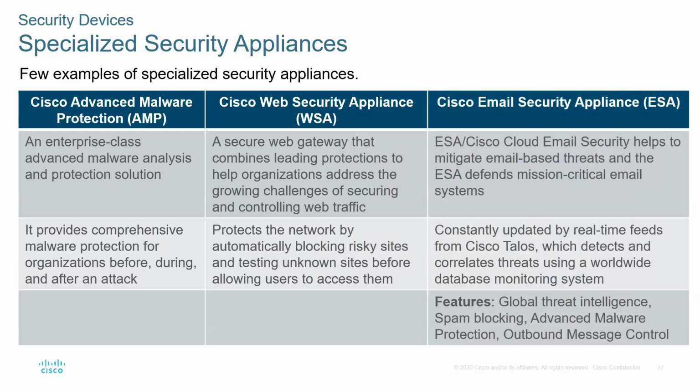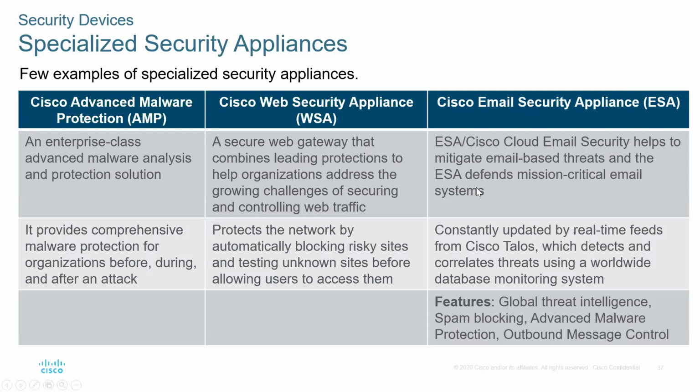So Cisco has a few software appliances that are available. For example, they have their Advanced Malware Protection. That's going to be doing malware analysis and comprehensive malware protection for the entire organization, all before, during, and after an attack. So it's got combinations of IDS and IPS. You also have the Cisco Web Security Appliance. This is going to be particularly on the web gateways, providing leading protection for the growing challenges in securing and controlling web traffic. It automatically blocks risky websites based on what an administrator sets up, and it follows a bunch of blacklists that you can subscribe to.